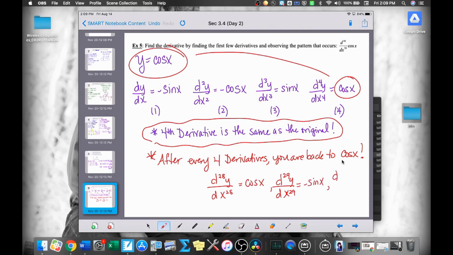And the 30th derivative is equal to negative cos x, right? So that answers our question. Using this process, you should be able to find any derivative of cosine. If I asked you to find the 257th derivative of cosine, you would figure out the closest number to 257 that is divisible by 4, and you'd start from there. So you'd at most have to find just a couple of derivatives.